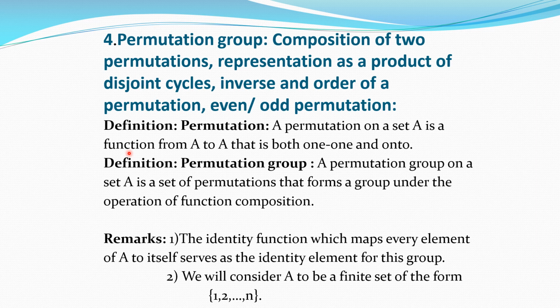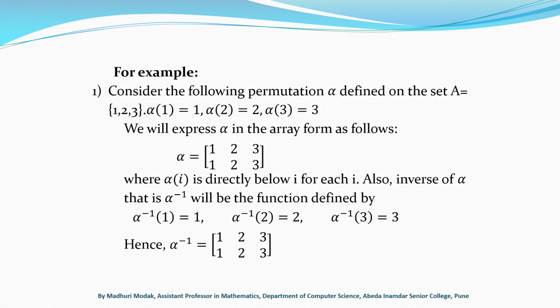Now, what is a permutation group? A permutation group on a set A is a set of permutations that forms a group under the operation of function composition. Now, see some remarks. The identity function, which maps every element of A to itself, serves as the identity element for this group. So, remember in a permutation group, the identity function acts as the identity element. Now here we are considering A as a finite set of the form 1, 2, 3 up to n.